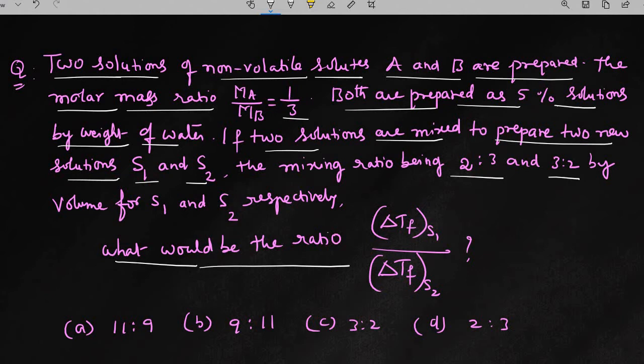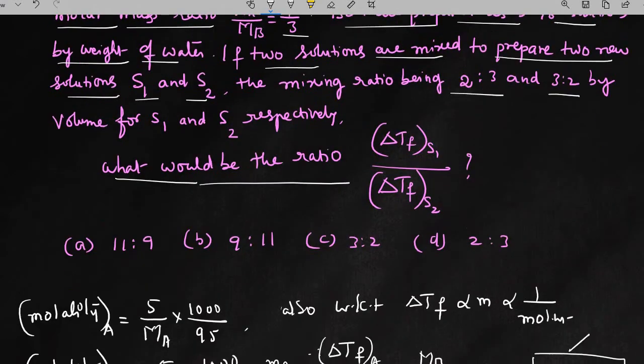See, in this question the molar mass ratio is given as 1 by 3. As we all know, molar mass is used in preparing the molality, the concentration of the solution. Moreover, we know delta TF, the depression in freezing point, is directly proportional to the molality of the corresponding solutions. So using these things we can find the ratio of delta TF of the mixed solutions. Let us see how we have made it clear.